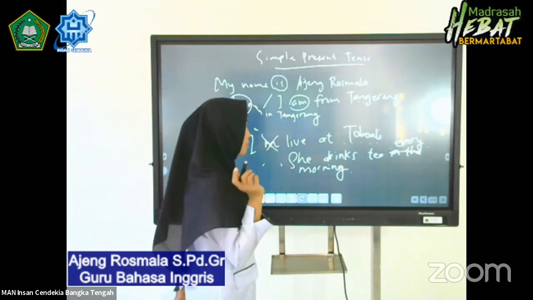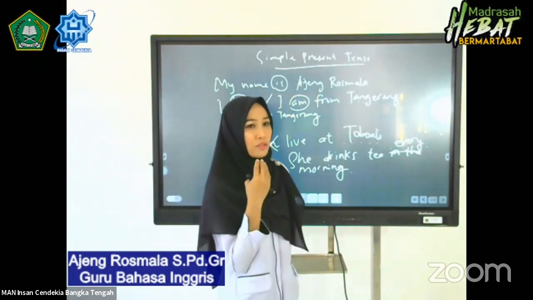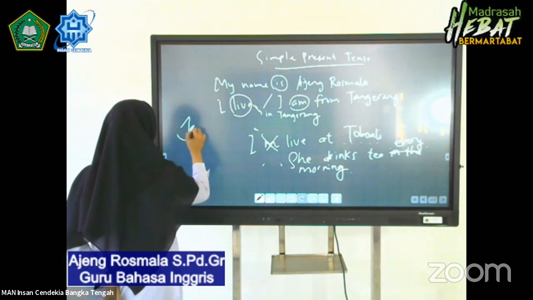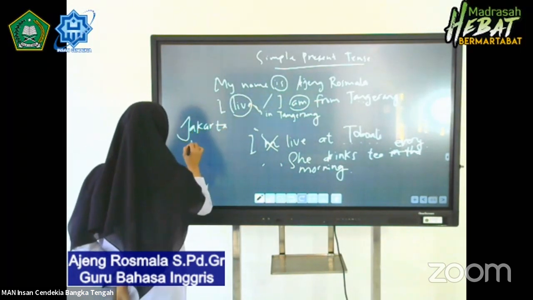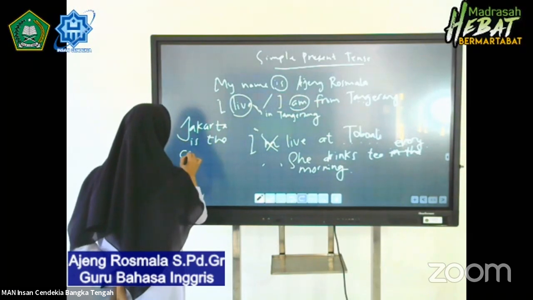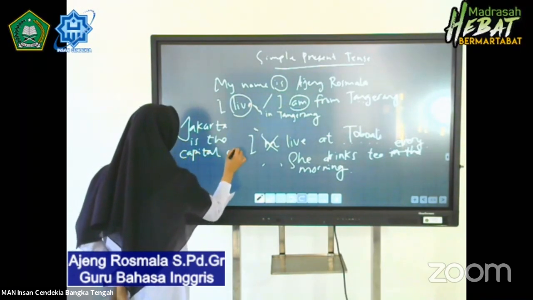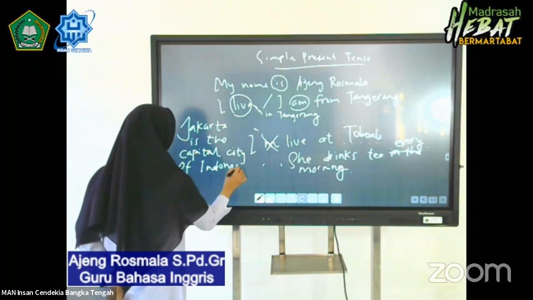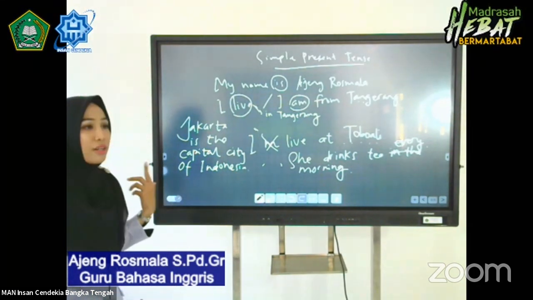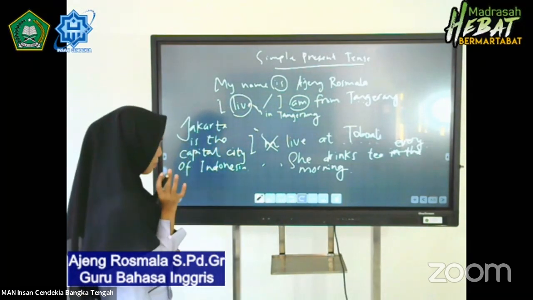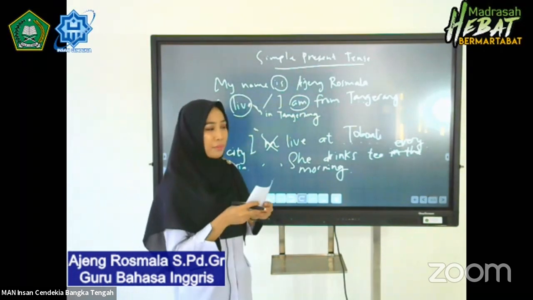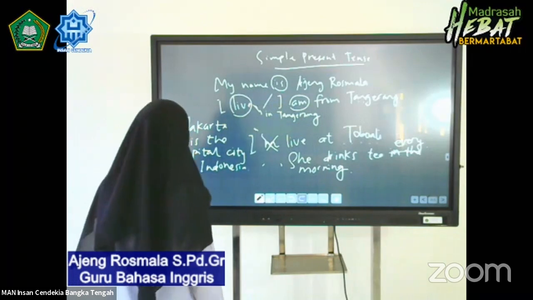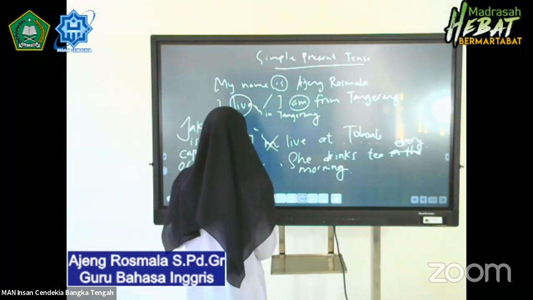And then for the general truth. General truth itu maksudnya adalah keadaan yang memang sudah seperti itu faktanya, ya. For example, Jakarta is the capital city of Indonesia. Of course, it belongs to the general truth. Ya, karena memang faktanya seperti itu. Jakarta adalah what is capital city? Ibu kota Indonesia, ya. And then what else?